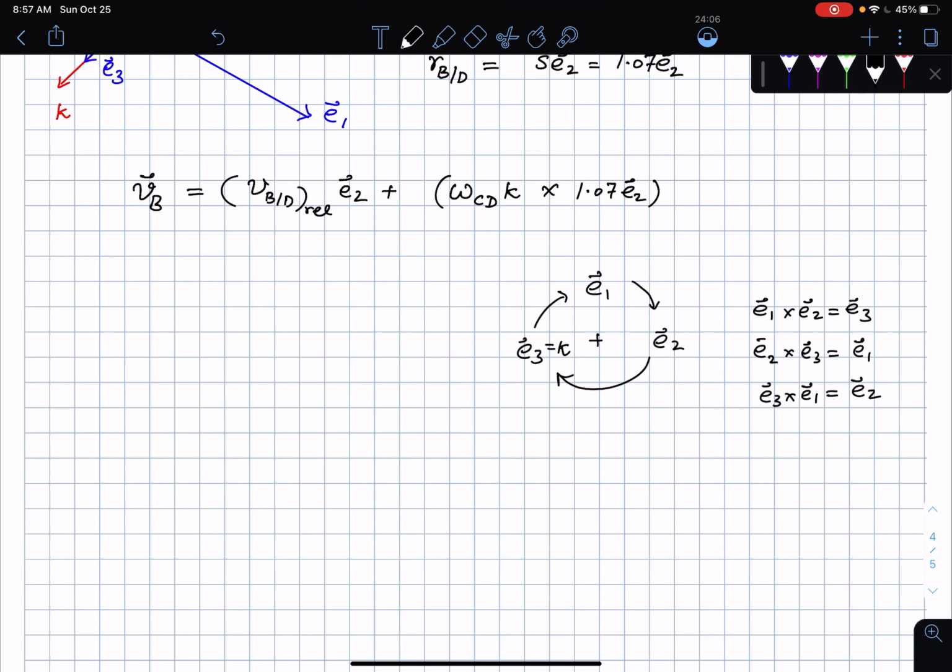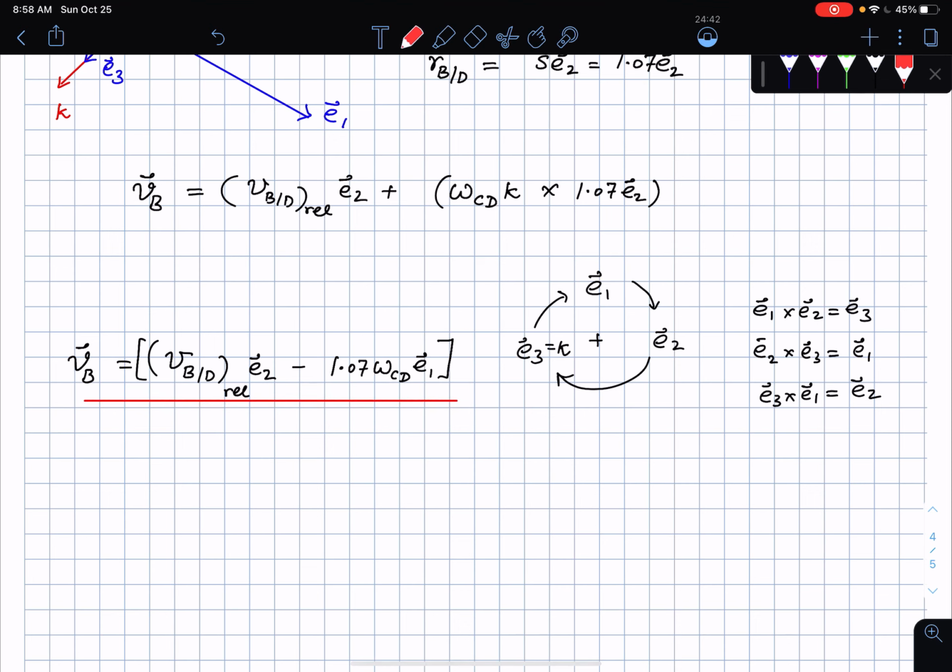So I'm going to have the following. This is in the E2 direction, which is VB slash D relative. So VB is going to be VB slash D relative E2, and then K cross E2 is going to be in the negative E1 direction. So minus 1.07 omega CD in the E1 direction. All right, so this is what I have here. So this is good news.